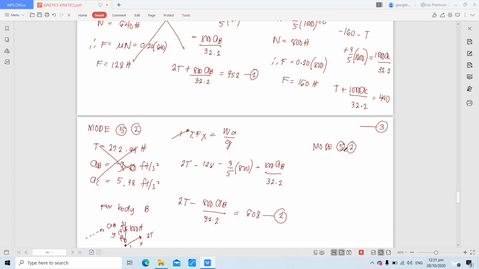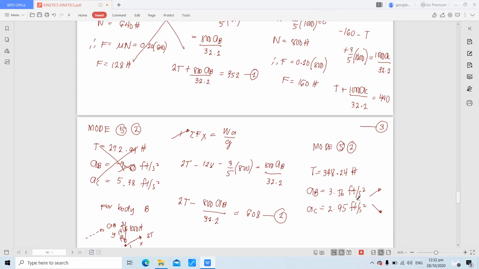Using your calculators, makukuha natin na tension T will be equivalent to 348.24 pounds. Acceleration of body B will be positive 3.56 feet per second square. And then acceleration of body C is 2.95 feet per second square. So positive na, di ba? Therefore, tamang inassume natin direction. Body B, tama na siya ay upward. Body C ay, tama na siya ay downward.